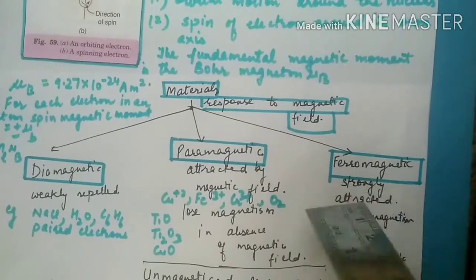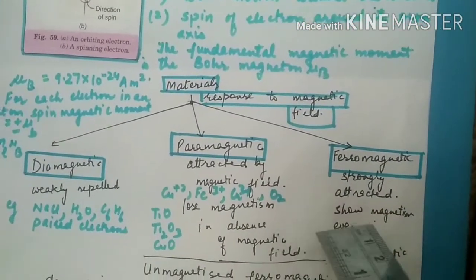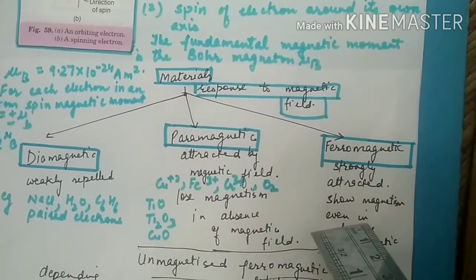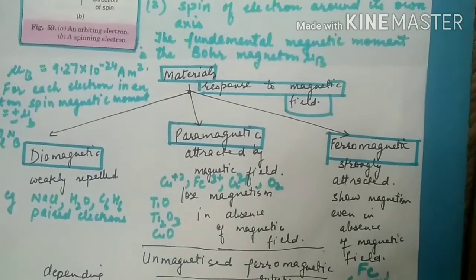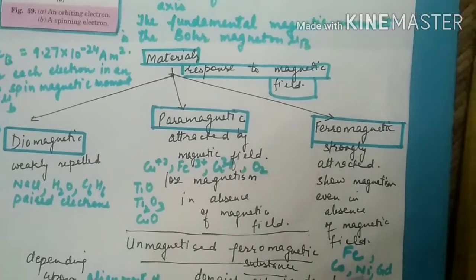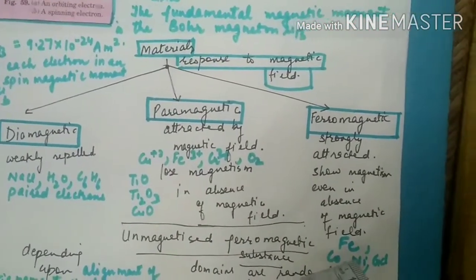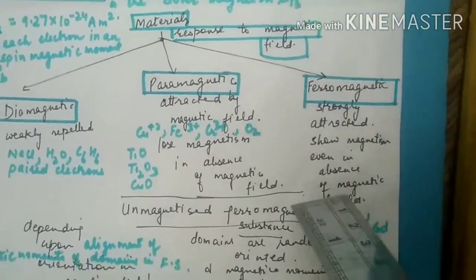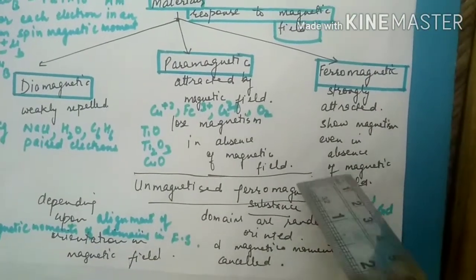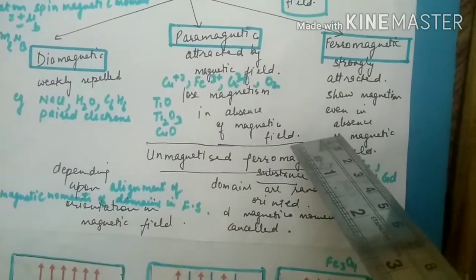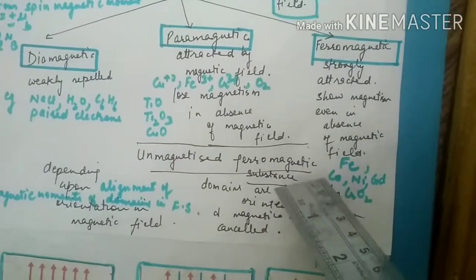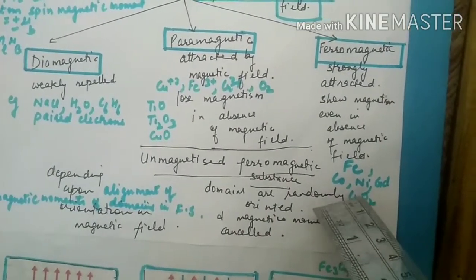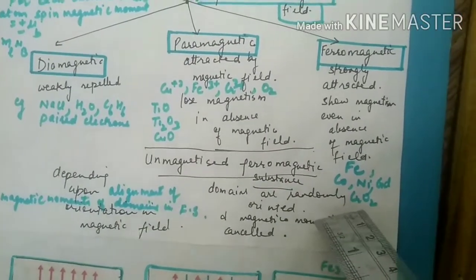The third category is ferromagnetic substances. The substances which are strongly attracted by the magnetic field and show permanent magnetism even in the absence of a magnetic field are called ferromagnetic substances. A ferromagnetic substance has a greater number of unpaired electrons, and examples are cobalt, nickel, gadolinium, and chromium dioxide. Chromium dioxide is the oxide used to make magnetic tapes for use in cassette recorders.